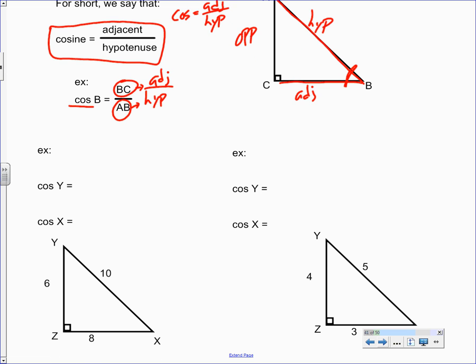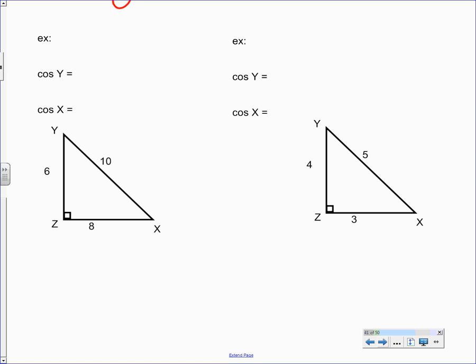So we'll do this example on the left all together and then leave the one on the right for you to try on your own. First I'm looking at cosine y. So I look at angle y and I label all the sides in reference to angle y. Looking at angle y, 8 would be the opposite side, 6 would be the adjacent side, and 10 would be the hypotenuse. So cosine is going to be adjacent over hypotenuse, which will be 6 over 10.